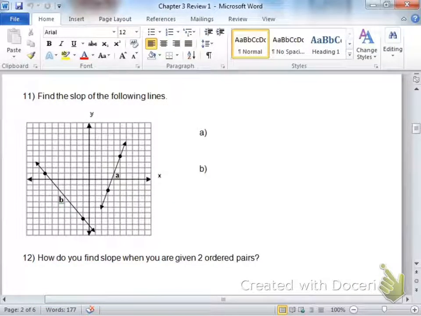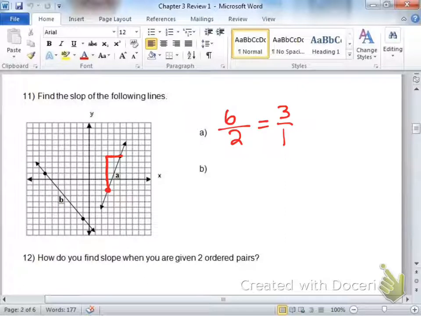So on number 11, we are supposed to find the slope of these lines. So line A is first. I'm going to count the rise. So 1, 2, 3, 4, 5, 6. Then I'm going to count the run. 1, 2. So every time I go up 6, I'm going right 2. You can reduce that to 3 over 1.